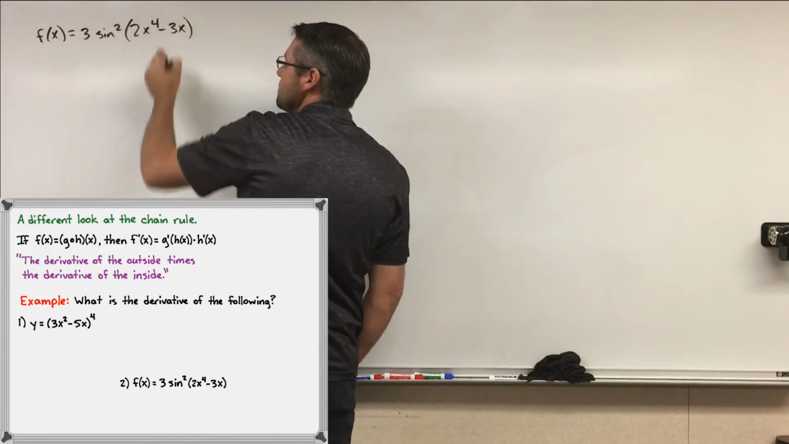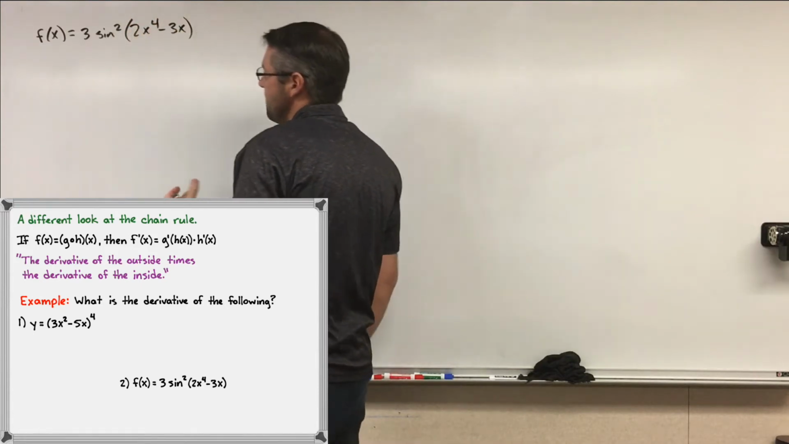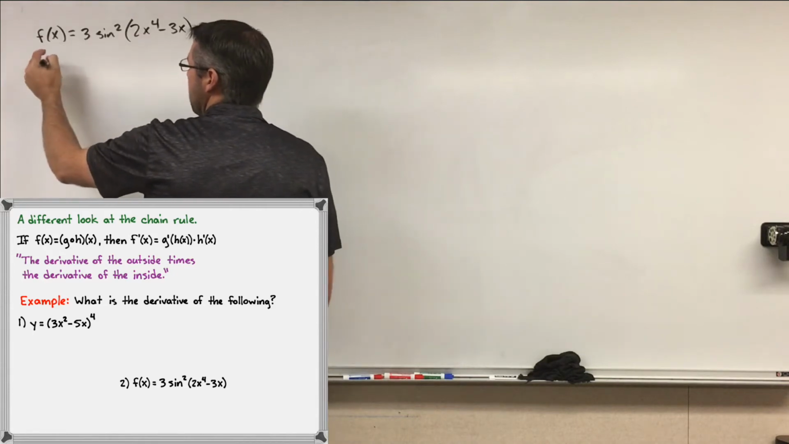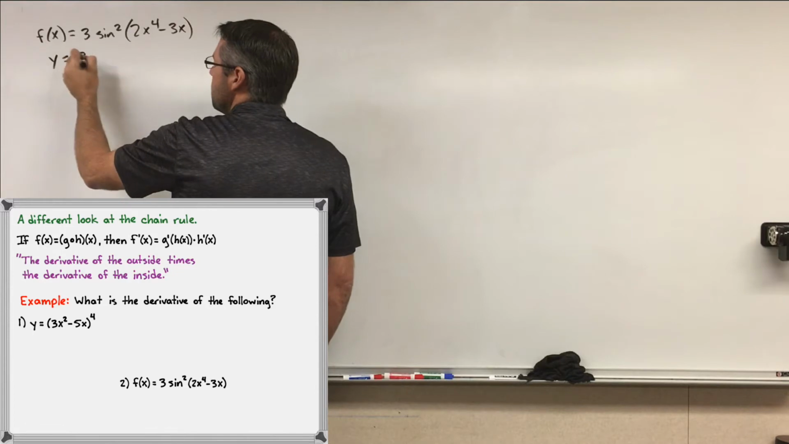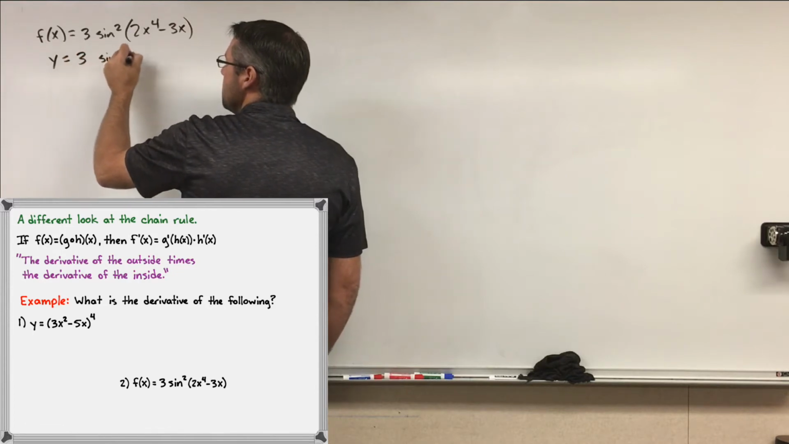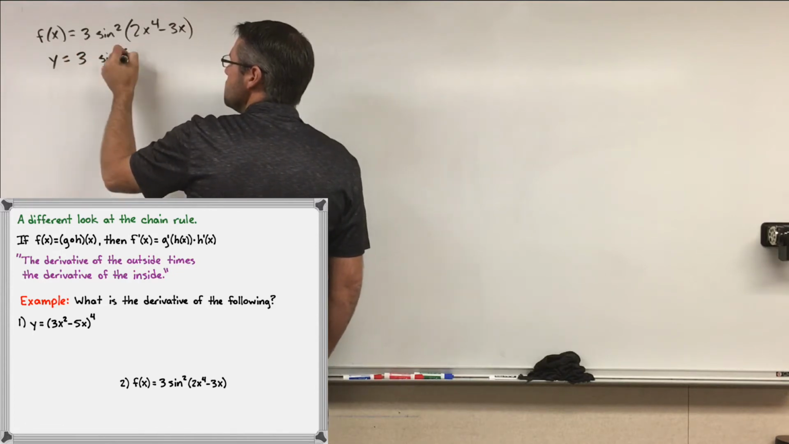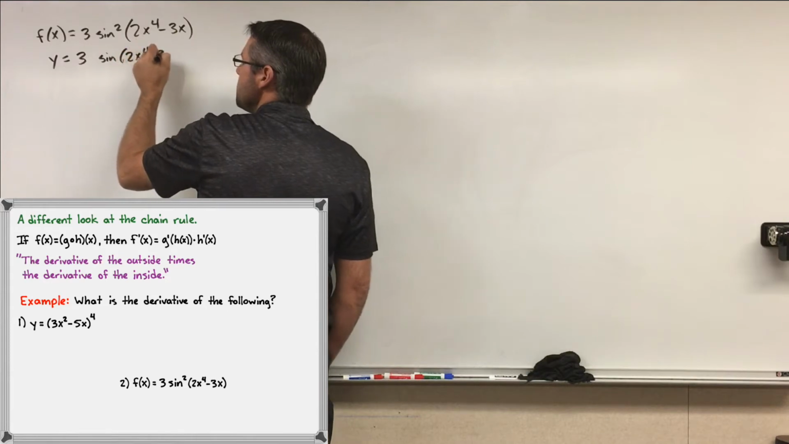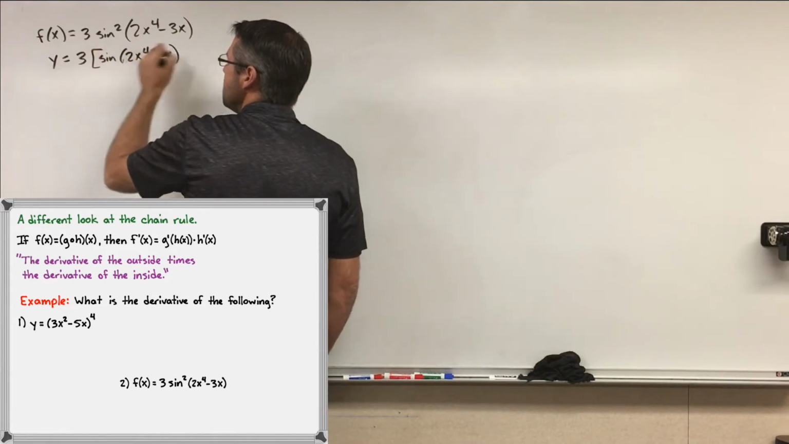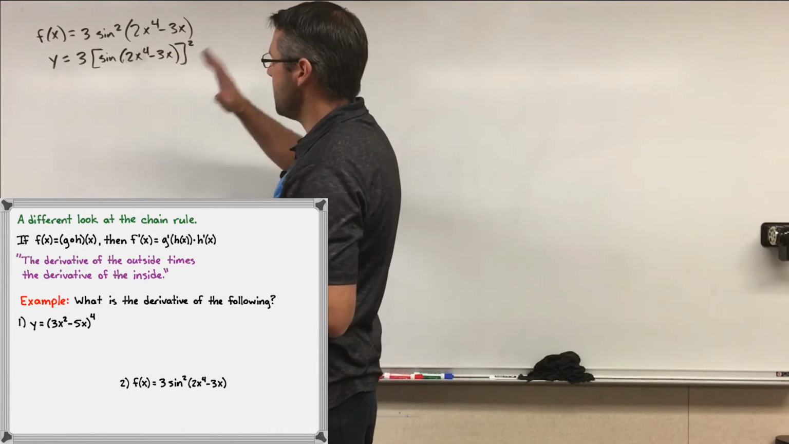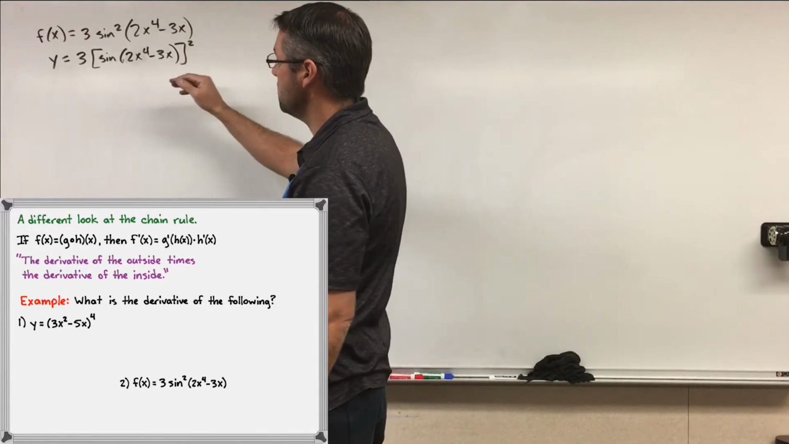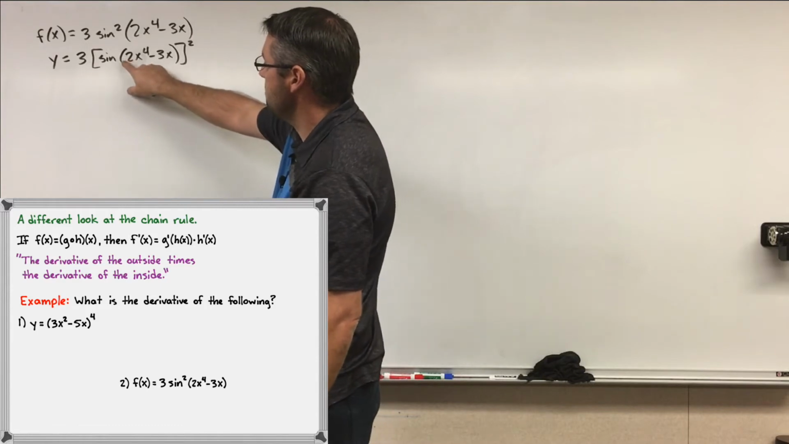So I've got f of x equals 3 sine squared of 2x to the fourth minus 3x. Now if I were to identify, let's just call this y for right now. Y equals, I'm going to rewrite this so I know what I'm squaring. 3 sine of 2x to the fourth minus 3x, and then all of that is being squared. Okay? So you can see that this is a composition on top of a composition, and I believe it's even on top of another composition.